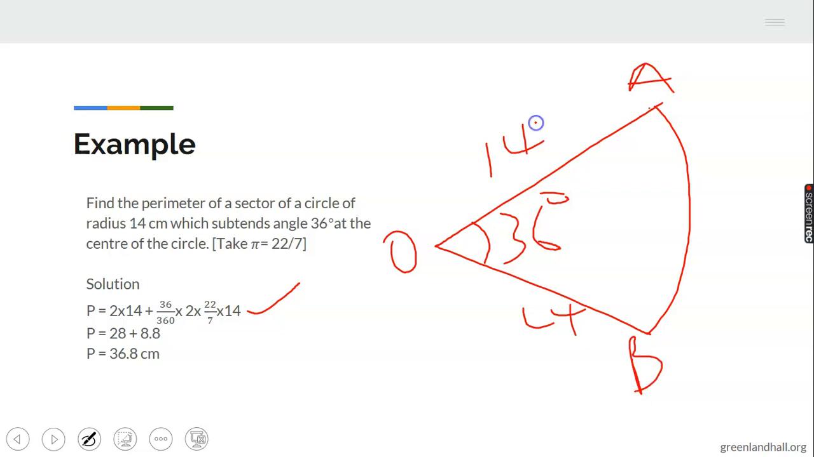So this is the radius times 2, which is this. Then we now calculate the arc length. 36 over 360 times 2 times 22 over 7, then times 14. This will be 28 plus 8.8, and the answer will give us 36.8. You can see here the arc length is 8.8. You now add it to this 14 plus this 14, and it will give you that same answer.